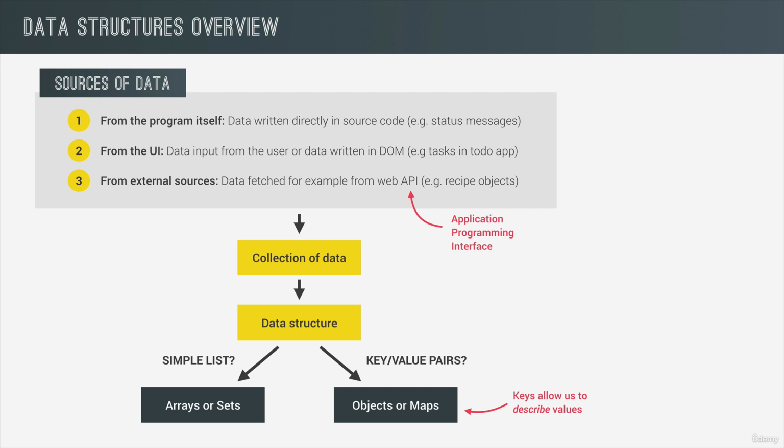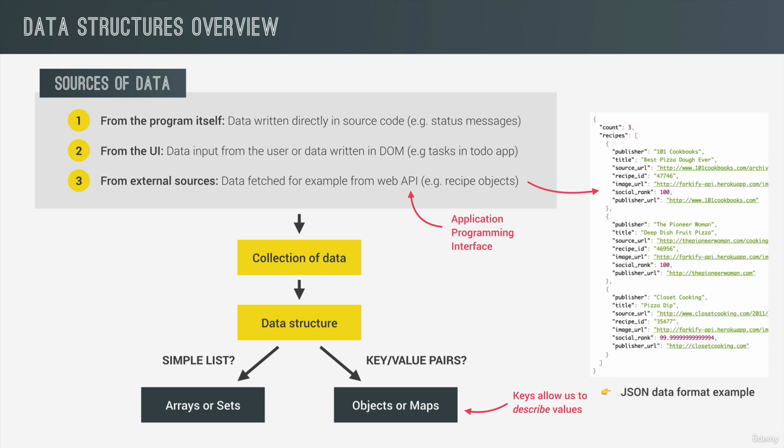Now, as a quick example, let's go back to getting data from a web API, because in modern JavaScript applications, that's usually the most common source of data. So data from web APIs usually comes in a special data format called JSON, which looks like this example here. So JSON is essentially just text, so a long string, but it can easily be converted to JavaScript objects because it uses the same formatting as JavaScript objects and arrays.